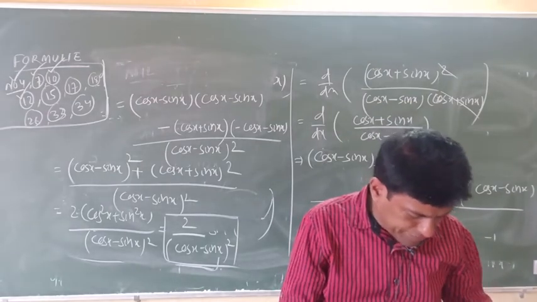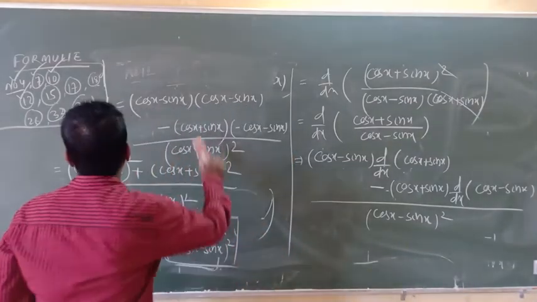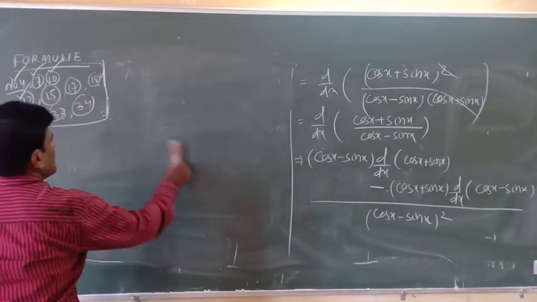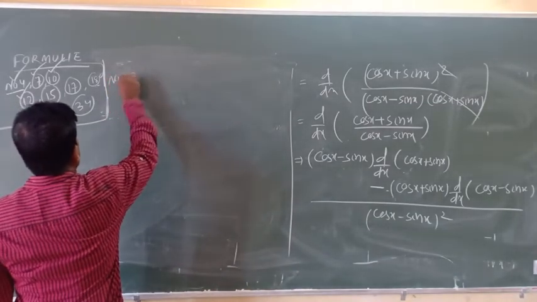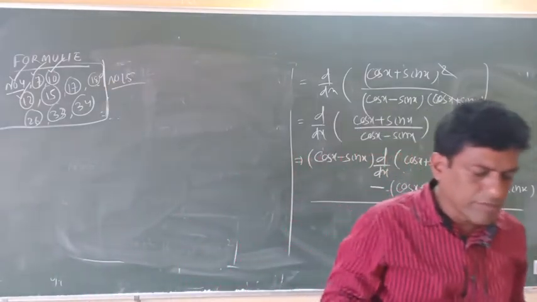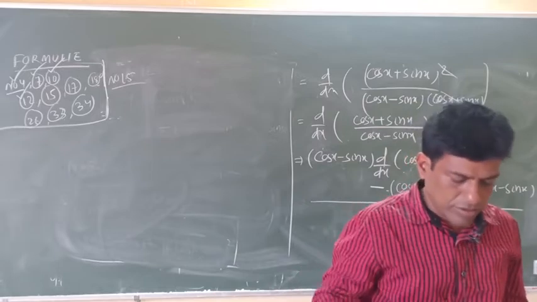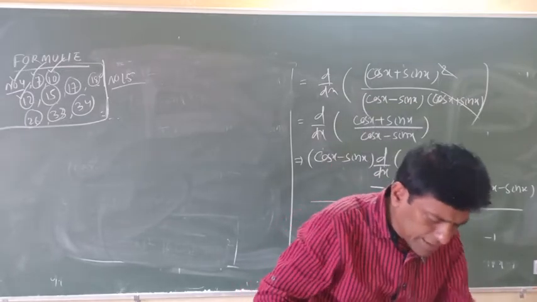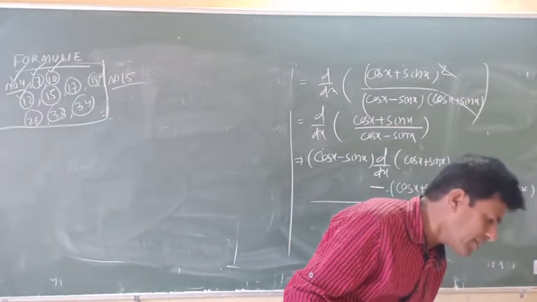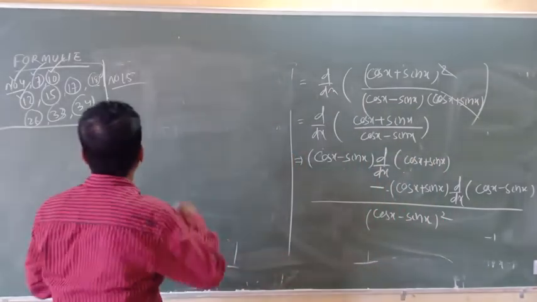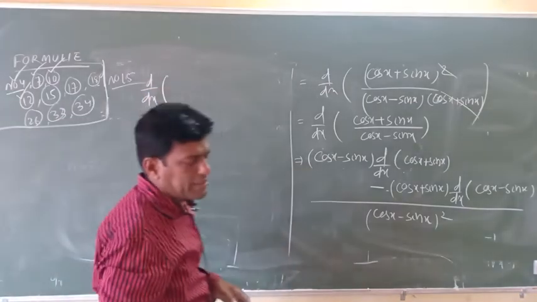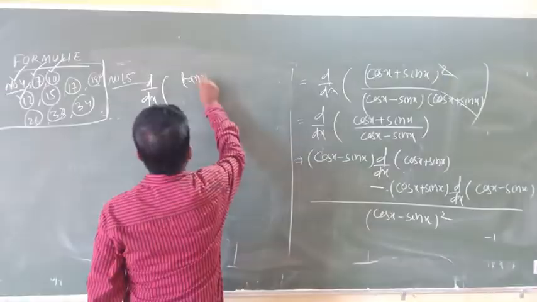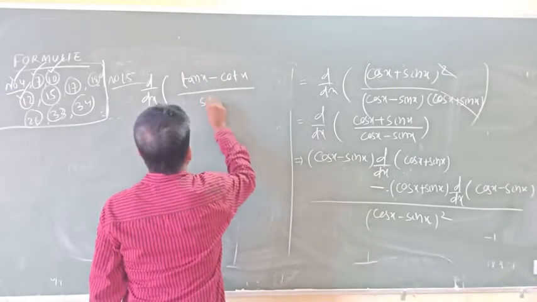Now number 15. Number 15 is of this type: d by dx of (tan x minus cot x) by (sin x into cos x).